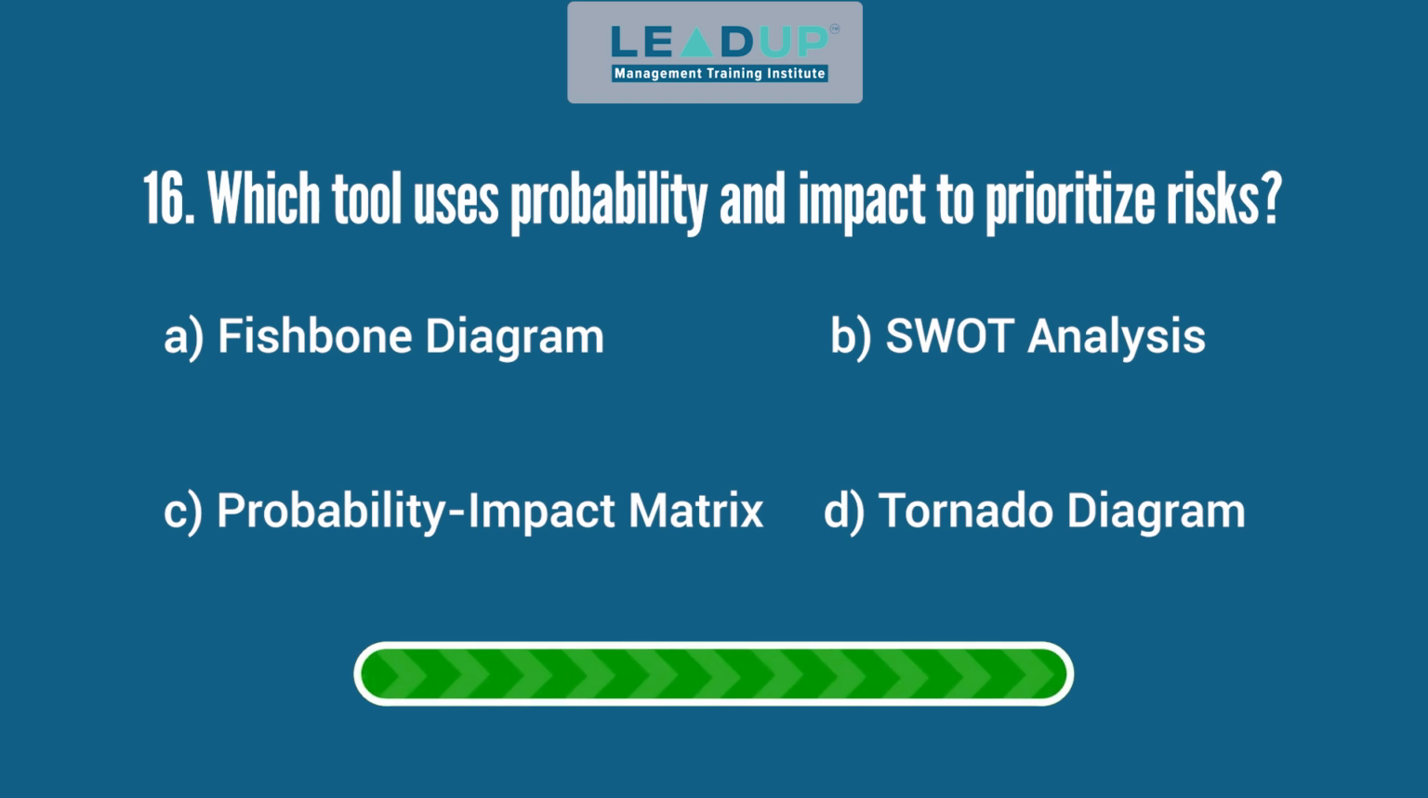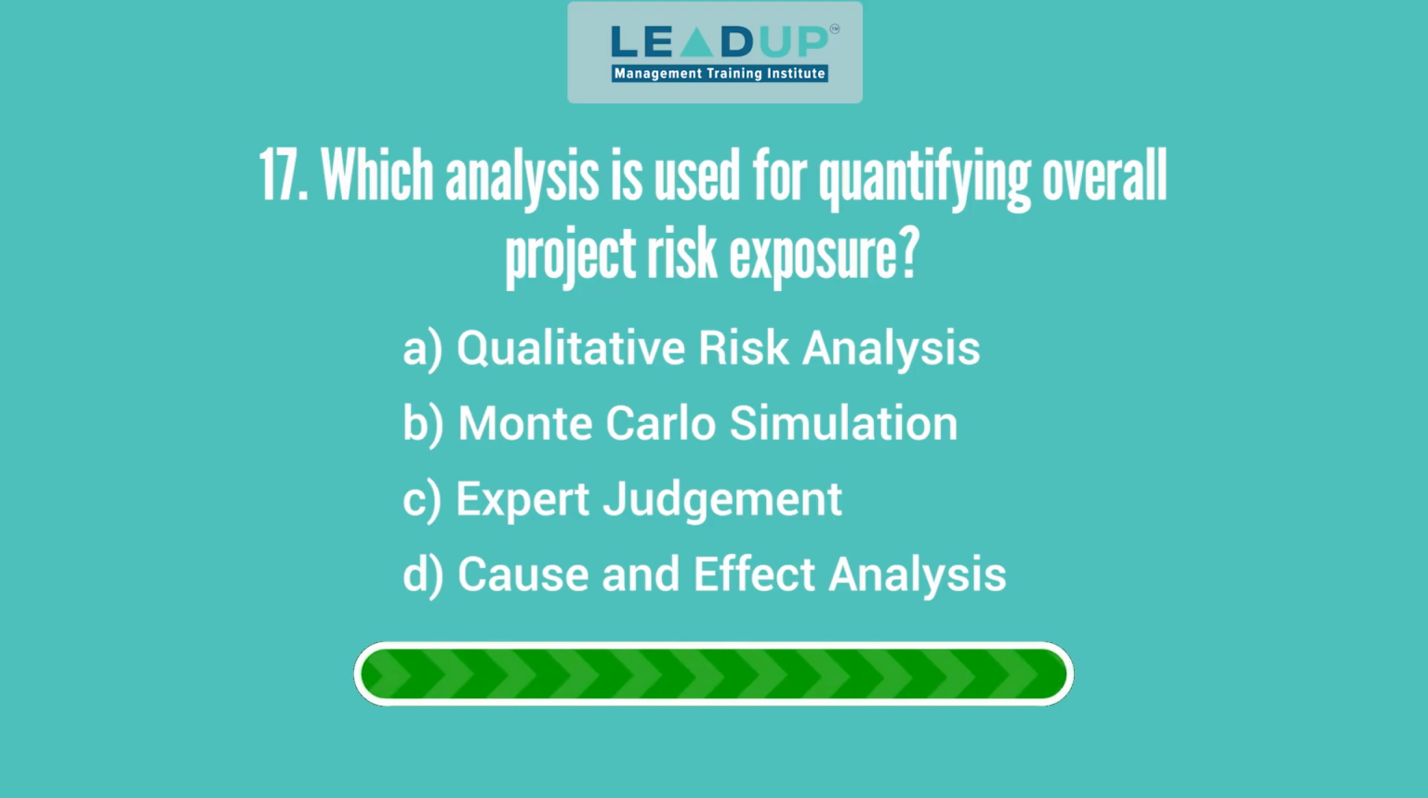A. Fishbone diagram, B. SWOT analysis, C. Probability impact matrix, and D. Tornado diagram. Answer: Probability impact matrix. Question 17. Which analysis is used for quantifying overall project risk exposure?